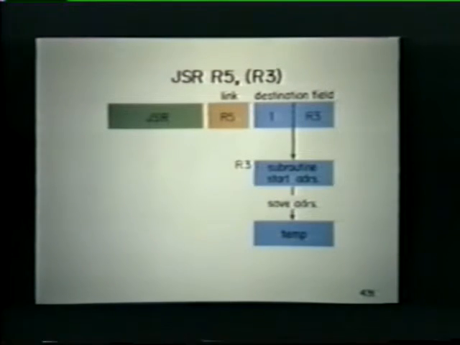The JSR first finds and saves the subroutine starting address. In this example, the destination field tells the CPU that register R3 contains the starting address of the subroutine. Once found, this address is saved by holding it in a temp register. This temp register is internal to the processor and is not accessible to the programmer.